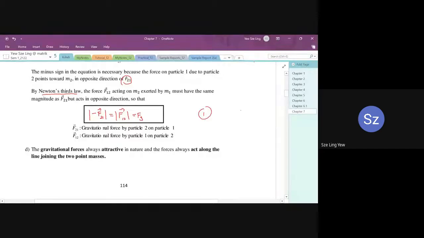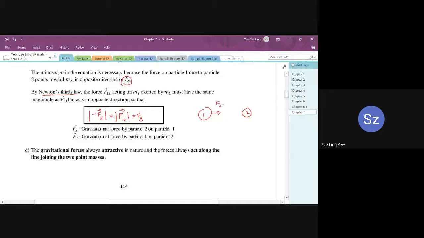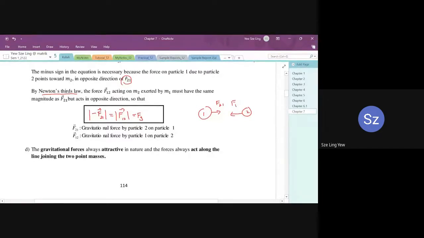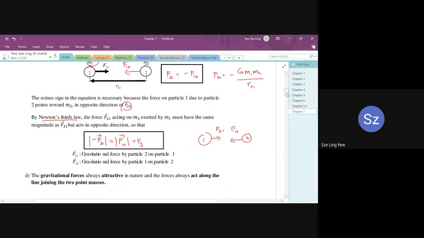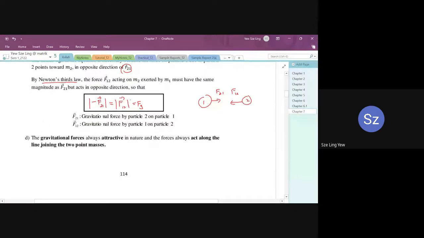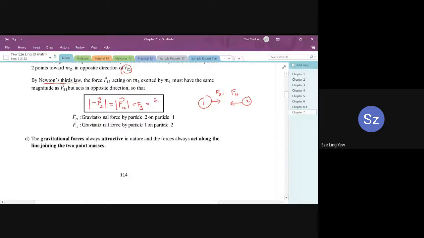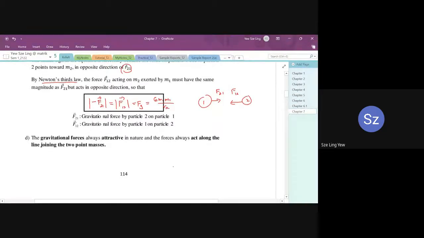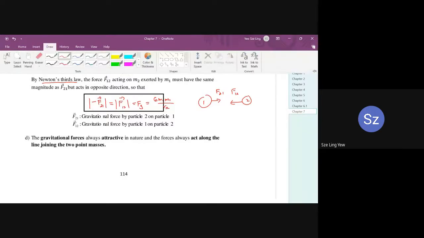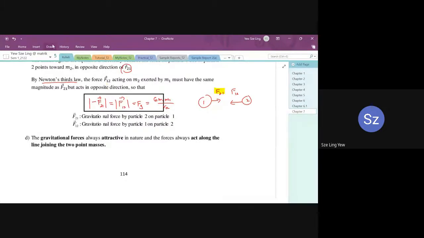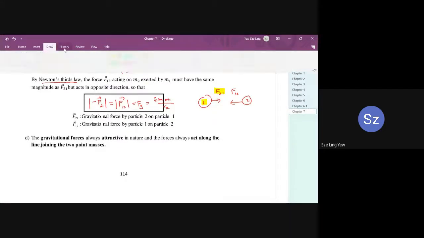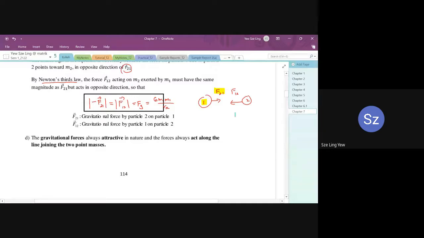So let's say now you have object 1 and object 2. So you have a force F21 and then the force F12. That is the force exerted on different particles, which is equal to G m1 m2 over r12. So the force exerted on object 1 is F21. If the question is asking for the force exerted on object 2, then it is F12.